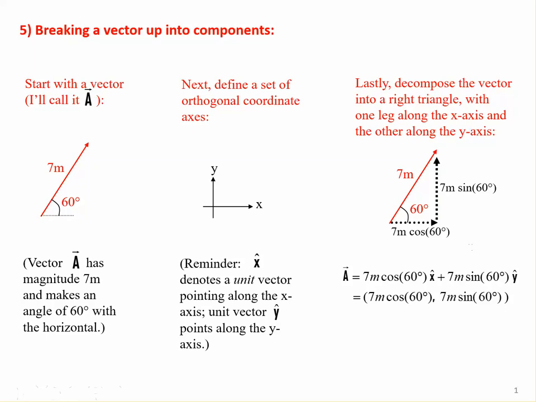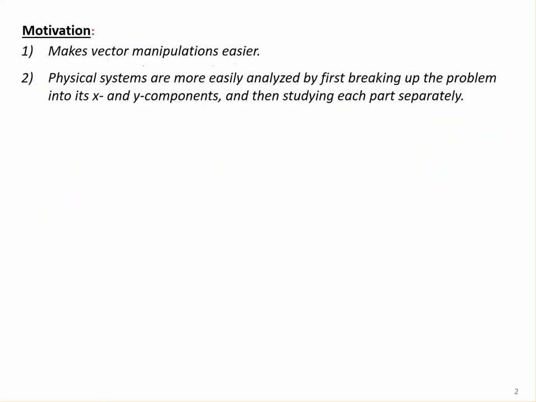By the way, sometimes people like to use a little shorthand notation. So instead of saying 7 cosine 60 in the x hat direction plus 7 sine of 60 in the y hat direction, they'll just say 7 cosine of 60 comma 7 sine of 60. Like this is the x coordinate and this is the y coordinate. That's it. We've just broken a vector up into its components. Now you might ask, why do we want to do this? Where is this going to come up?